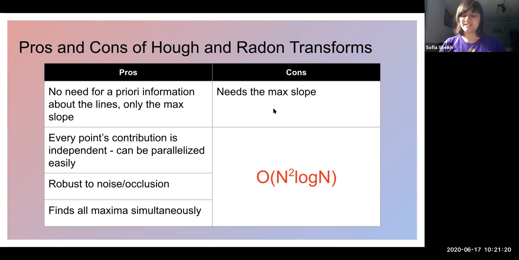Unfortunately, it needs you to input a max slope. So it needs you to have a maximum drift rate for the algorithm. And it also scales in order n squared log n. So this is specifically an image size. So as your image gets bigger, it gets a lot slower. One thing that I did not put on here, but I want to say, is in drift rate, it scales order n. So if you want to search twice as many slopes, then it'll take twice as long, which is better than n squared log n.